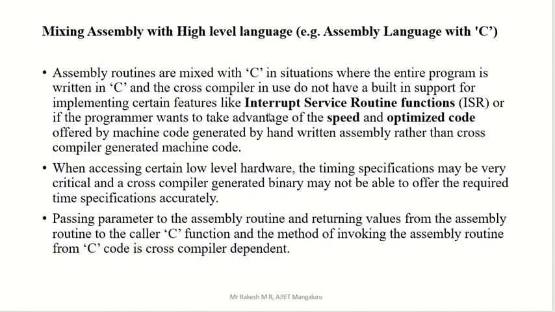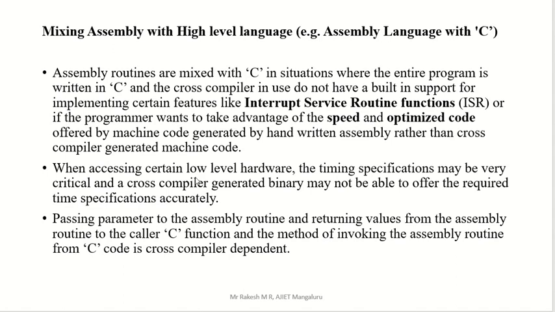Or if the program wants to take advantage of speed, yes, low level means speed, right? High level speed is less. So we can take advantage of speed after mixing and optimize it. We are also going to get perfect, small code offered by machine code generated by handwritten assembly rather than cross compiler generated machine code. Here we are going to use these three things after mixing. Before mixing we won't get these with only C. After mixing we will get these advantages.